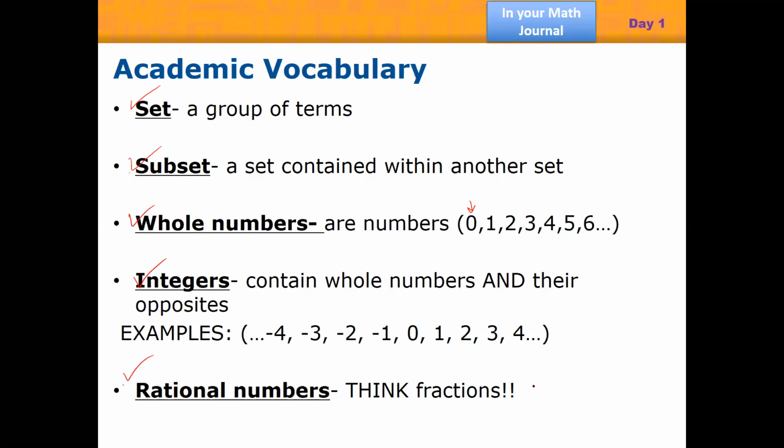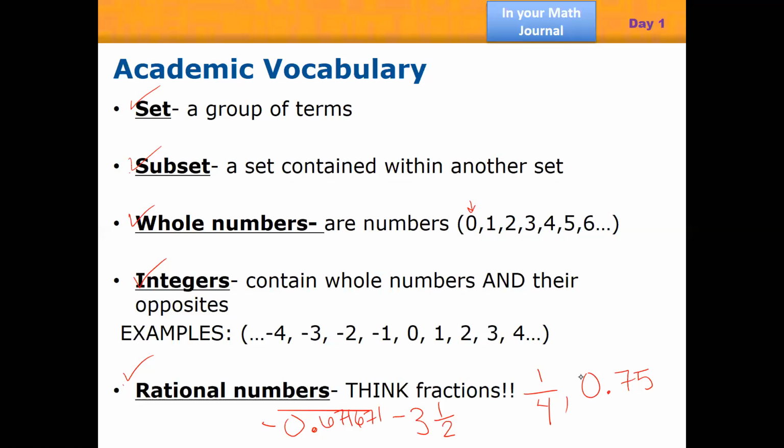So we can have something like this, that is a rational number. We can also have something like this, that is also a rational number. We can have something like this is also a rational number. And we can also have something like this is also a rational number. So anything that kind of looks like a fraction or a decimal will be considered a rational number. Okay, let me clear the deck here and we can go to the next slide.